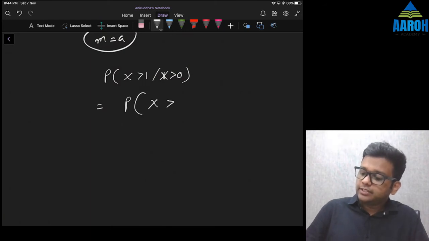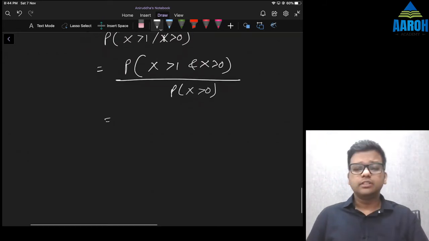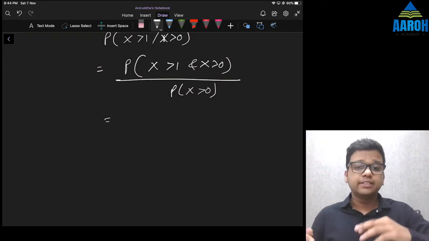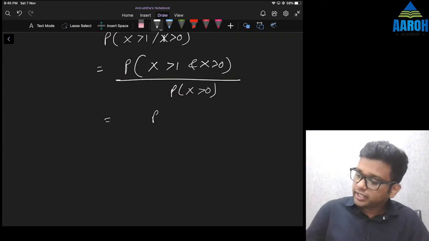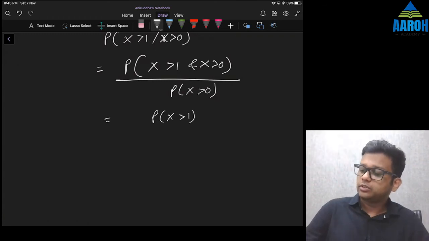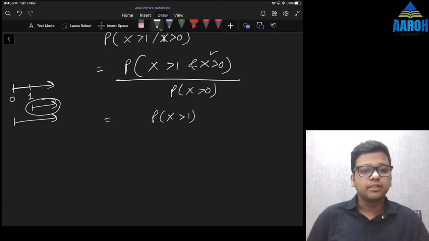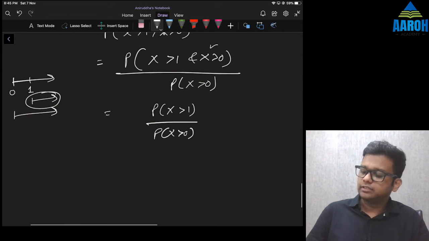Probability of x is greater than 1 and x is greater than 0, divided by probability that x is greater than 0. That means, now understand, x is greater than 1 and x is greater than 0 also. If x is greater than 1 also and 0 also, that means it is greater than 1, right? So we can just write probability that x is greater than 1. We can ignore this part, because this is 1, this is 0. If something is greater than 1 and greater than 0 also, that means it has to be greater than 1, right? That is the intersection. Divided by probability that x is greater than 0.